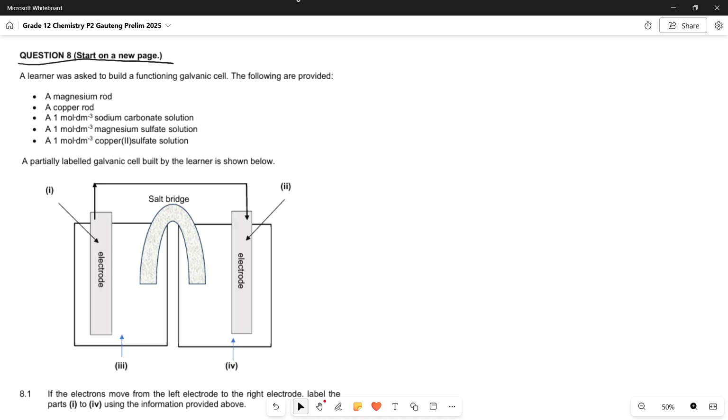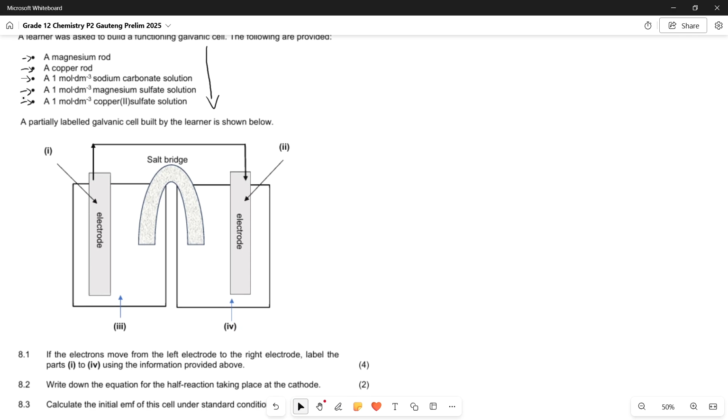So it says a learner was asked to build a functioning galvanic cell. The following are provided. So we have a magnesium rod, a copper rod, a 1 mol.dm^-3 sodium carbonate solution, a 1 mol.dm^-3 magnesium sulfate solution, and a 1 mol.dm^-3 copper(II) sulfate solution. Okay, so we're going to have to build this. They've given us the components. All of them have a standard concentration of 1 mol.dm^-3.